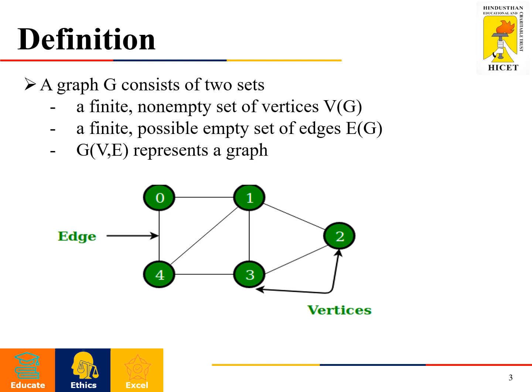Definition: a graph G consists of two sets. Graph is a collection of vertices and edges. In this diagrammatic representation, the vertices are 0, 1, 2, 3 and 4. The line which is connected the vertices is called edges.